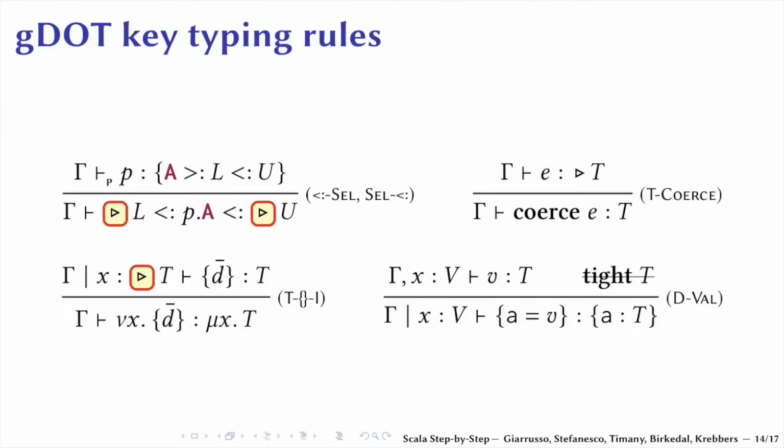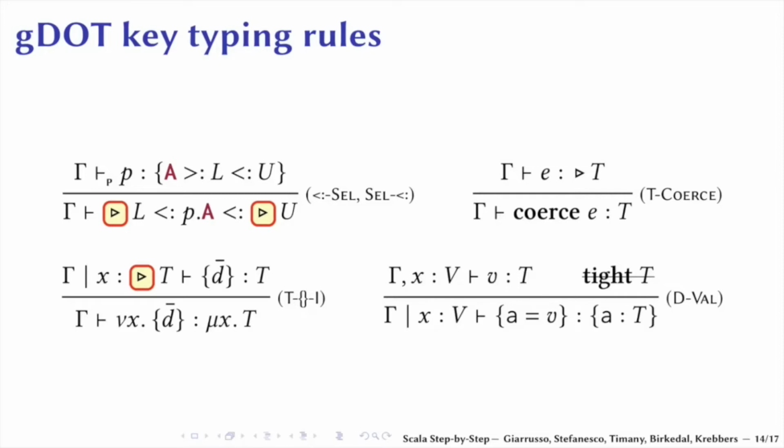Here we show a few selected typing rules. Rules subtype cell subtype show that selecting a type member A from path P, which has a type member between L and U, gives us a type which is between later L and later U. This reflects the guardedness restriction on type members. Next, T coerce shows how we can eliminate later in many cases by adding no coercion to terms.